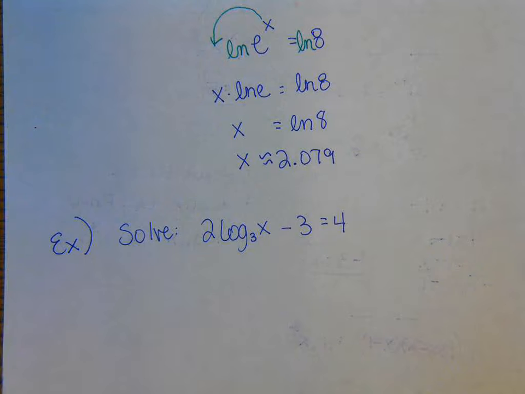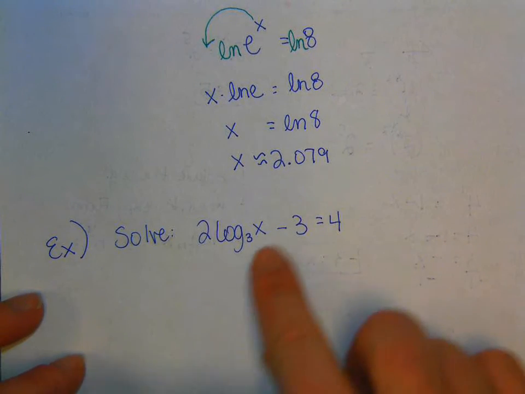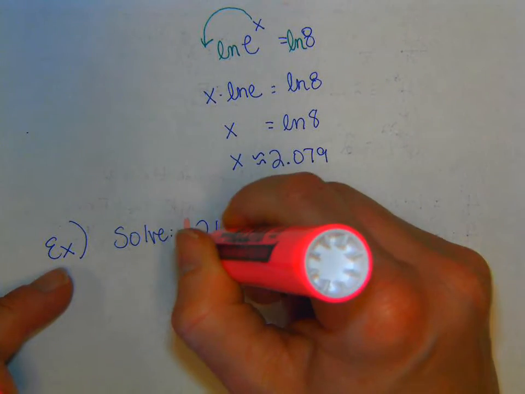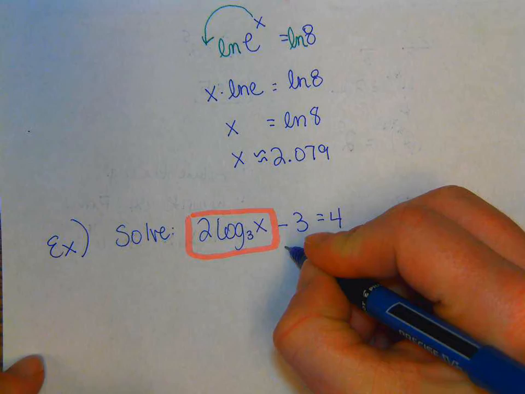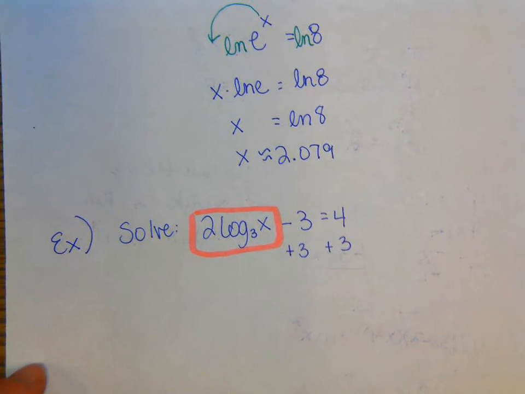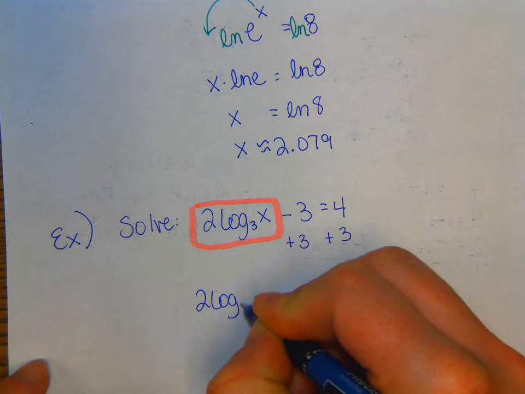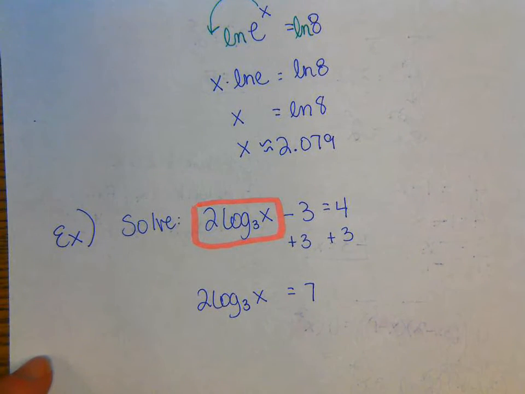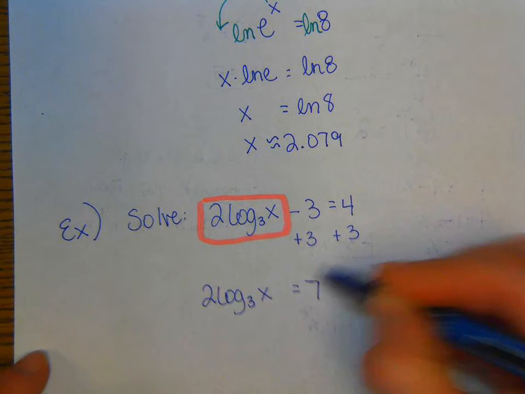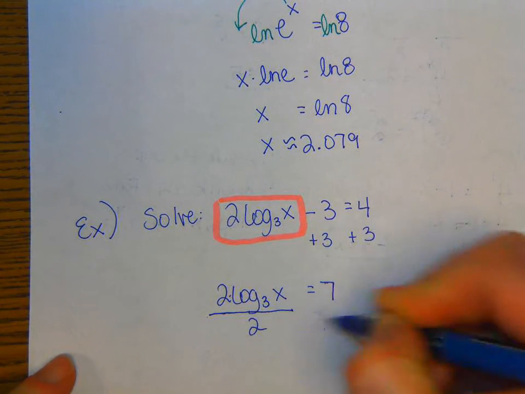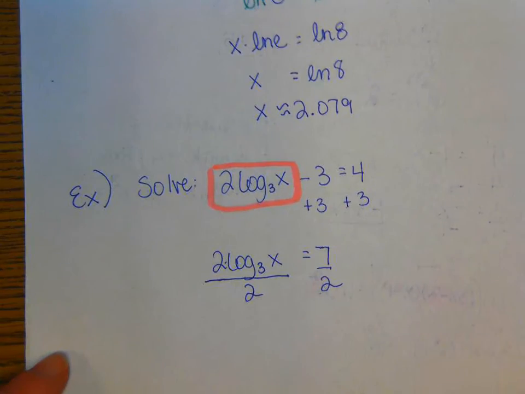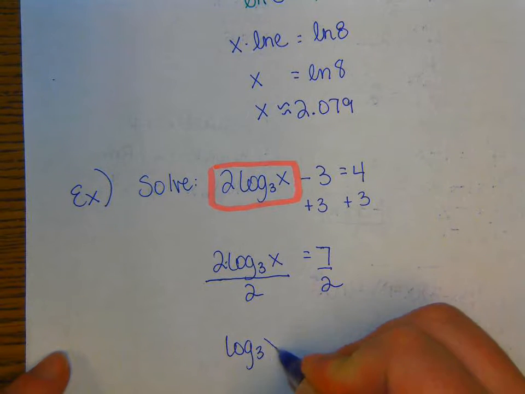Once again, on the previous page, I told you to isolate the log, which means this is the log expression, this whole thing. I need to get it alone on this side. So the first thing I'm going to do is add 3 to both sides. So now I have 2 log base 3 of x equals 7. And technically, the log expression isn't really isolated yet because I have a 2 times in front. So I'm going to divide out that 2, which gives me log base 3 of x equals 3.5.